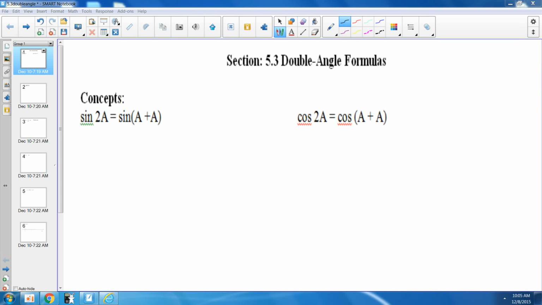Let's get into the section on double angle formulas. Double angle formulas just mean 2 times angle A. It's twice the angle. So you can't apply the sum and difference formulas, because those involve adding and subtracting. We're now looking at multiplication formulas, which involve 2 times an angle.